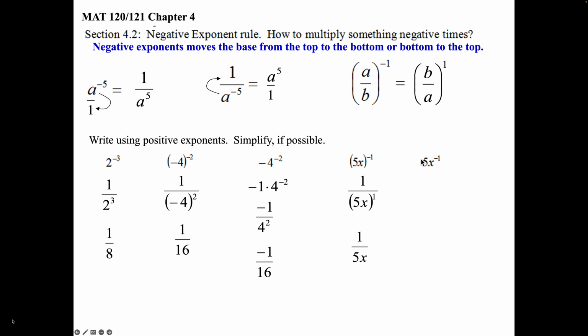Oh, trick question, here we go. No parentheses around the 5x, so now the negative 1 is only on the x, so I'm going to write it with a multiplication dot. Move the x to the negative 1 into the denominator. I don't need the power of 1 anymore. It's 5 over x.